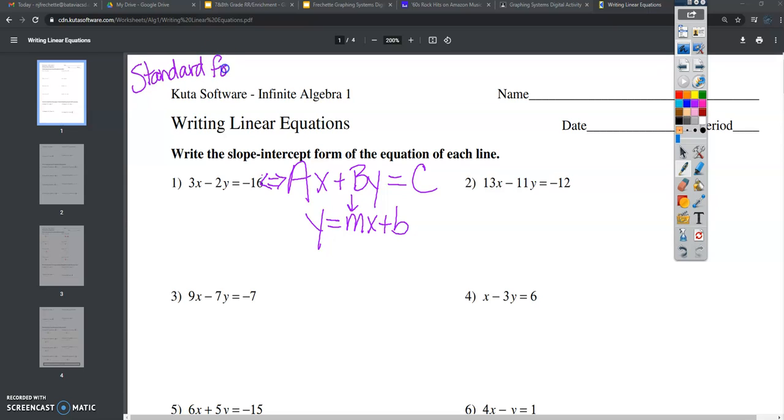We got standard form. Now, it's not going to be a big deal for you to know this now, but I want you to know it because you're going to see it in algebra next year. That's what that is. And then we have slope intercept form.